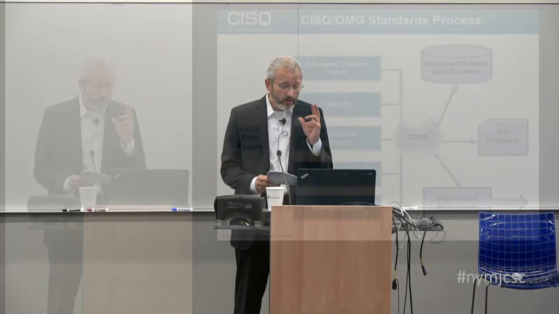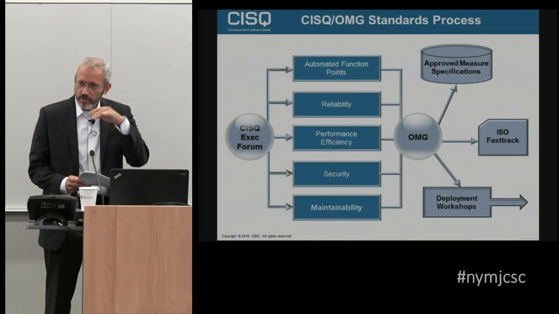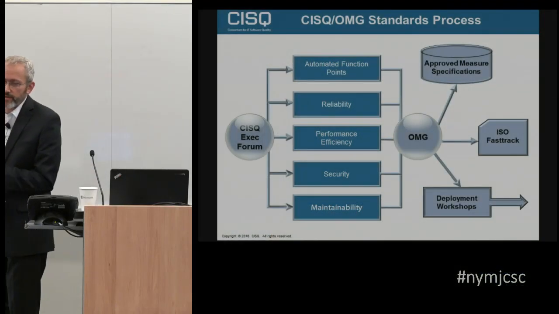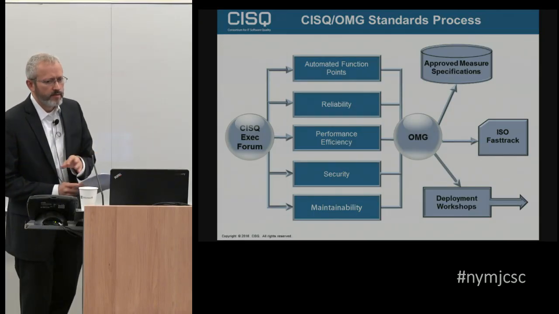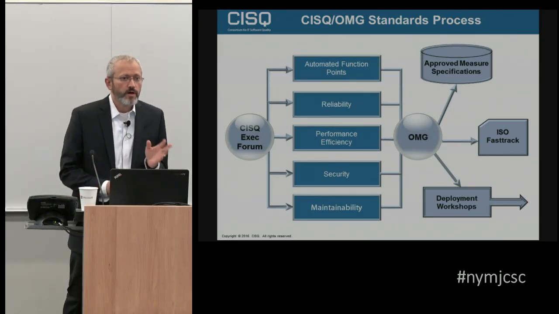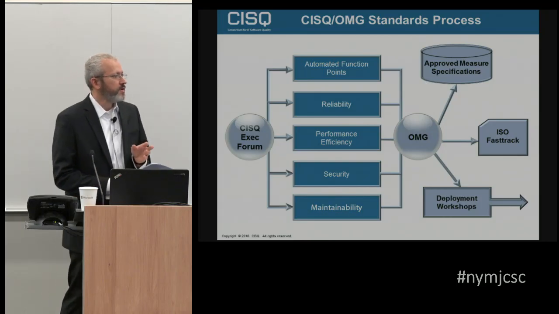And OMG has a process for running these standards out and creating them. And actually, the function point standard was standardized through OMG in 2013, February 2013 or something like that. And the other four characteristics, the software characteristics, became an official OMG standard around October of 2015, a year ago, last year.